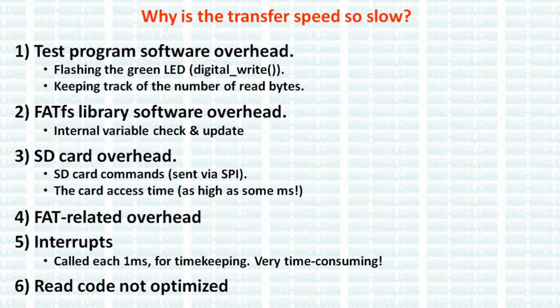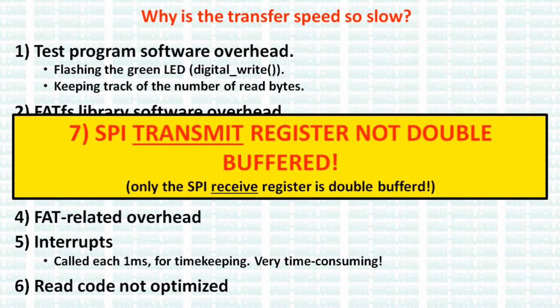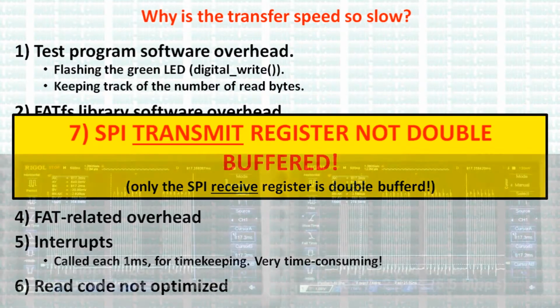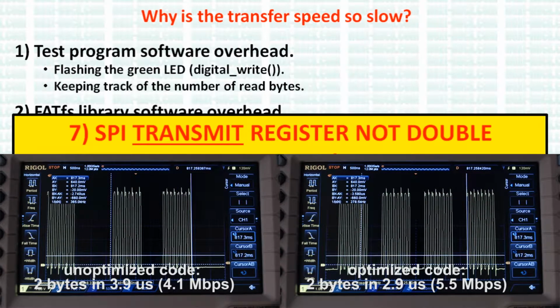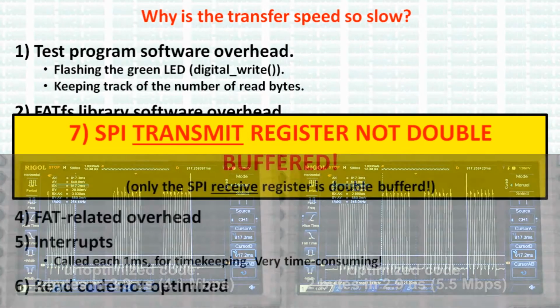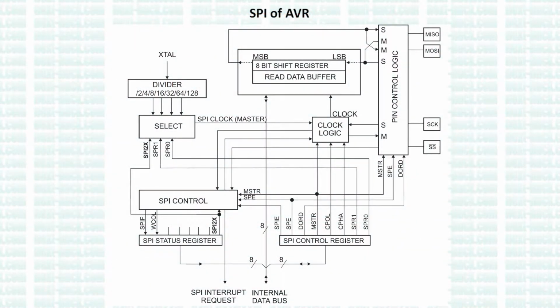Is it all? No. We have one more thing that induces a lot of performance loss. The SPI transmit register is not double buffered. Is this a big problem? Yes, it is. In fact, if we look at the clock signal with a scope, we see that there is a huge gap between two consecutive bytes. Therefore, without other kinds of overhead, we could only achieve less than 5.5 megabits per second, even with optimized code. Let's analyze this in detail.